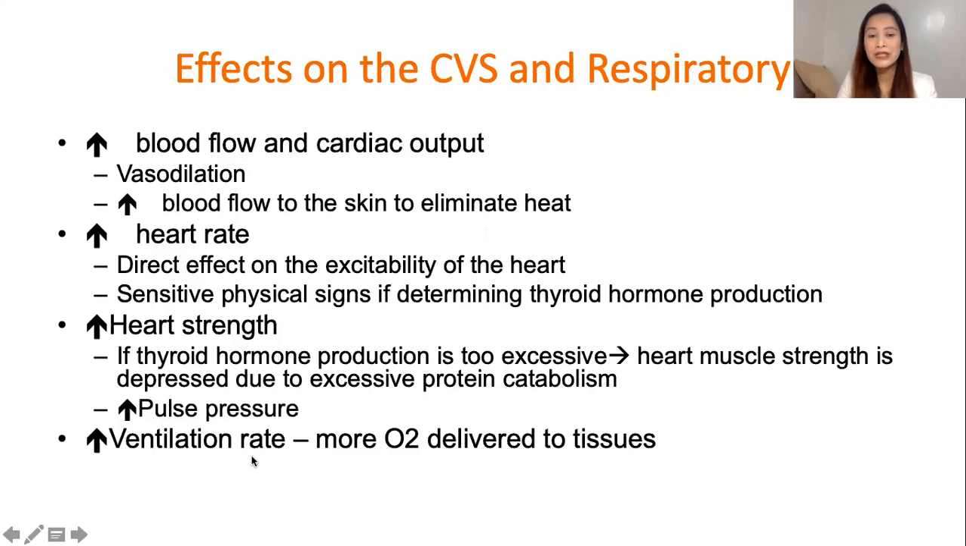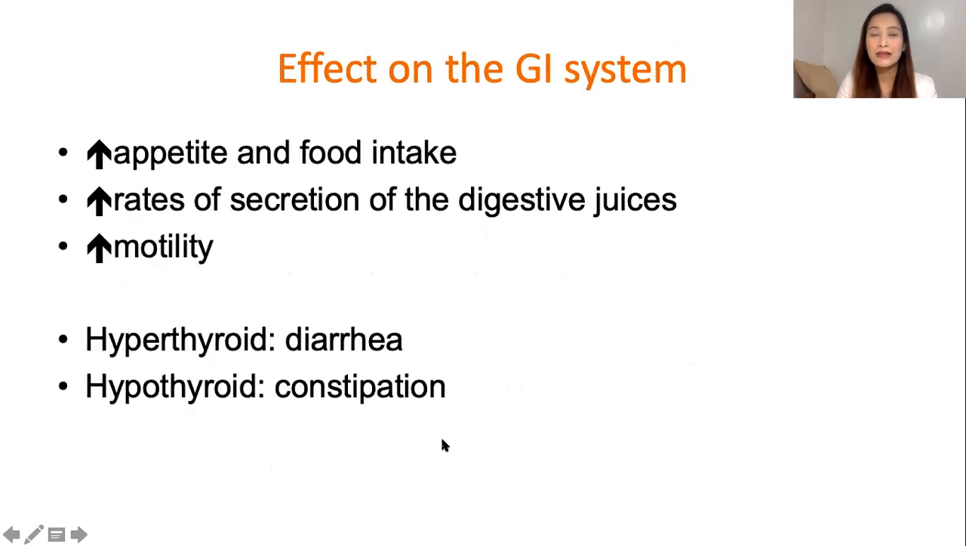There's also an increase in ventilatory rate because you need more oxygen delivered to the tissues to drive ATP production, and the ATP is needed for the increase in basal metabolic rate. In the GI tract, you will have increased appetite and food intake, increased motility. In patients with uncontrolled hyperthyroidism, actually it's not diarrhea, it's actually hyperdefecation. There's frequent defecation, but the stools are not really loose. No? They just go to the bathroom about 3 to 4 times a day.